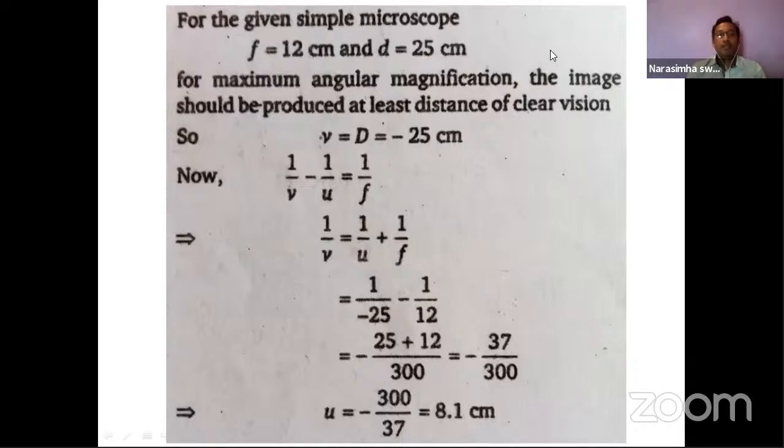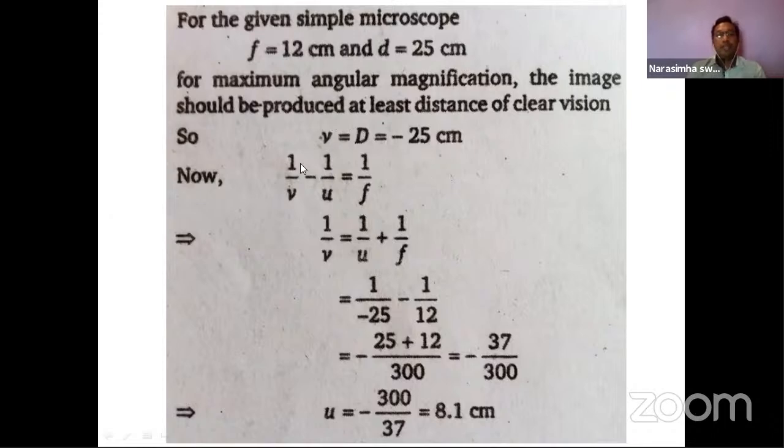For a given simple microscope, the least distance of distinct vision is D equal to 25 centimeters and F is equal to 12 centimeters, the focal length of that microscope. Now, for maximum angular magnification, the image should be produced at the least distance of clear vision. So V is equal to D, where we should keep the object for maximum magnification is 25 centimeters.